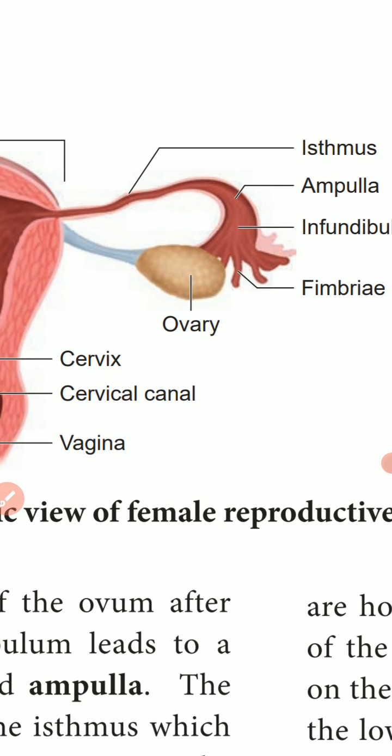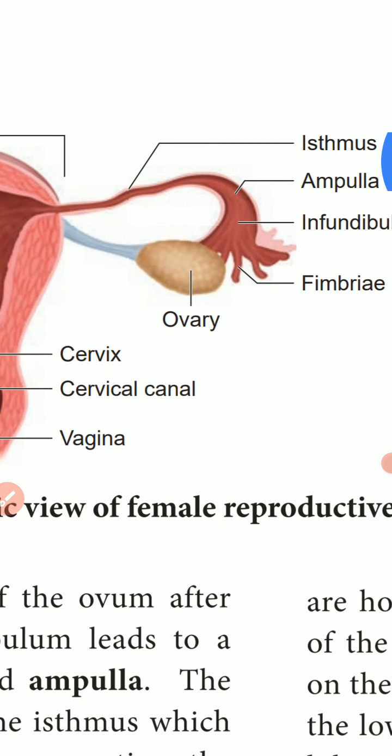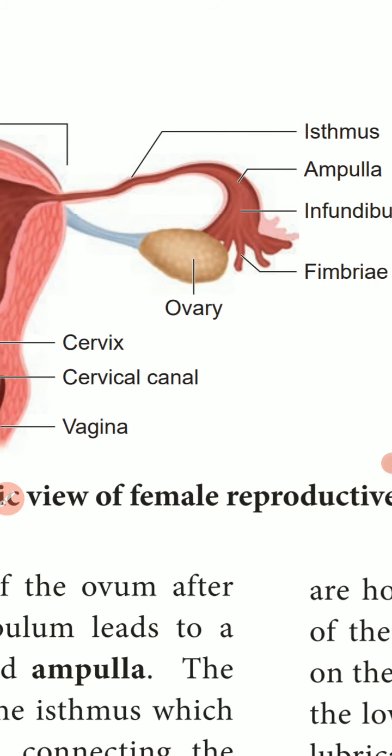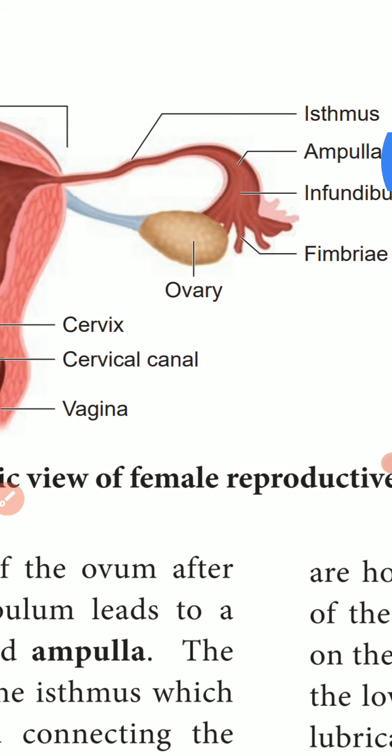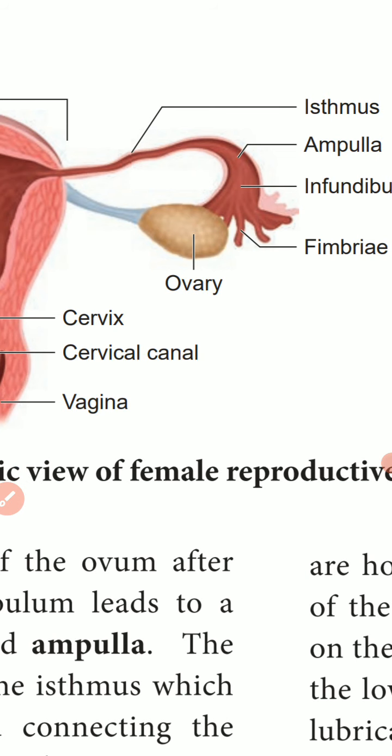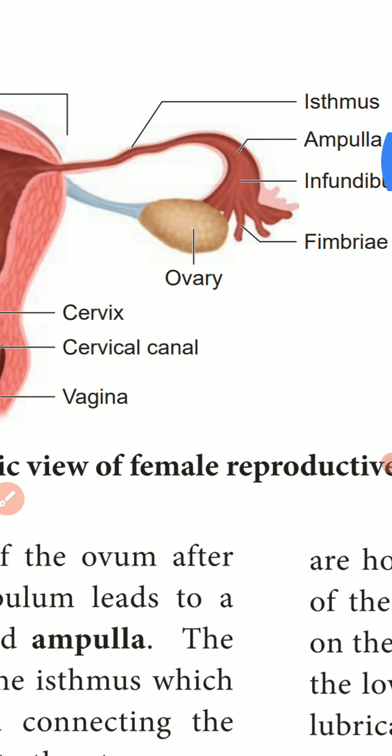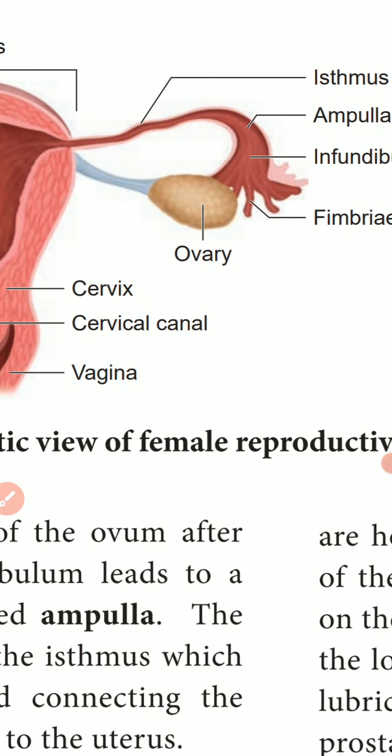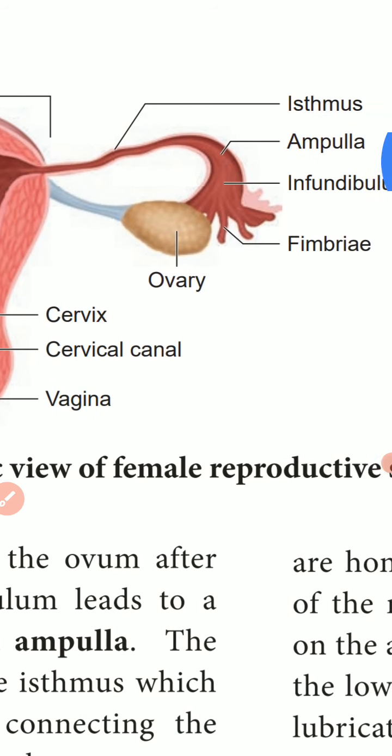In this area only, fertilization will occur. Sperms deposited in the female reproductive tract undergo capacitation, which is a biochemical event. With the help of chemical events, capacitation takes place, enabling the sperms to penetrate and fertilize the egg. Fertilization occurs only if the ovum and sperms are transported simultaneously to the ampullary isthmic junction of the fallopian tube, this area only.